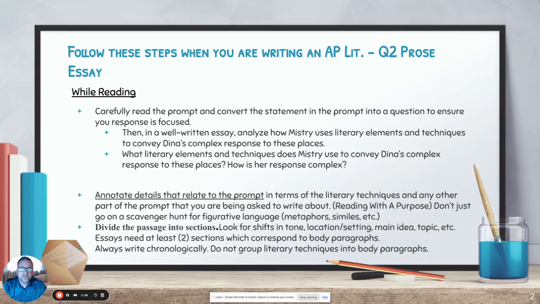You also want to pay attention to a shift or shifts in the passage. This is the College Board testing you on the idea that you can understand how a writer structures their writing. So you look for shifts. A shift can be in a number of different ways. It could be a shift in tone, a shift in location or setting, a shift in the main idea, a shift in focusing on one character versus another. There's a lot of different ways that a shift can appear.